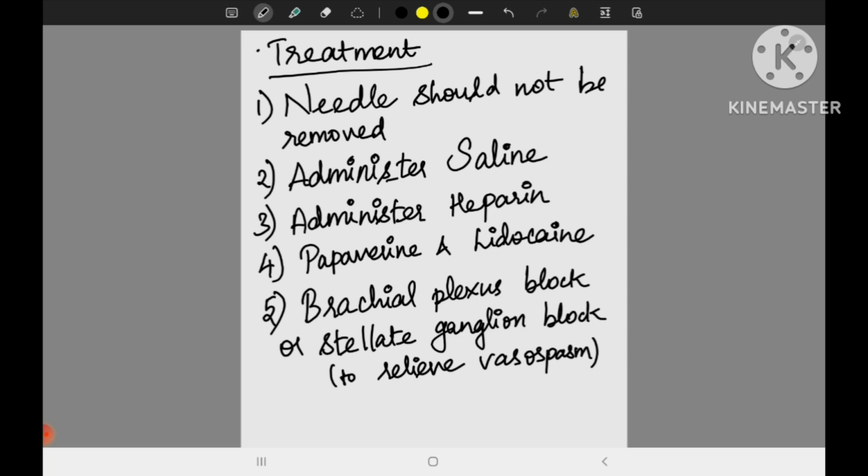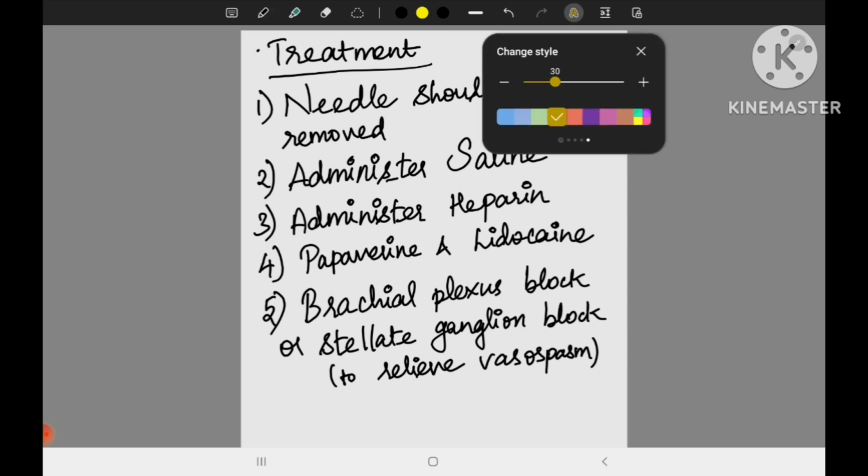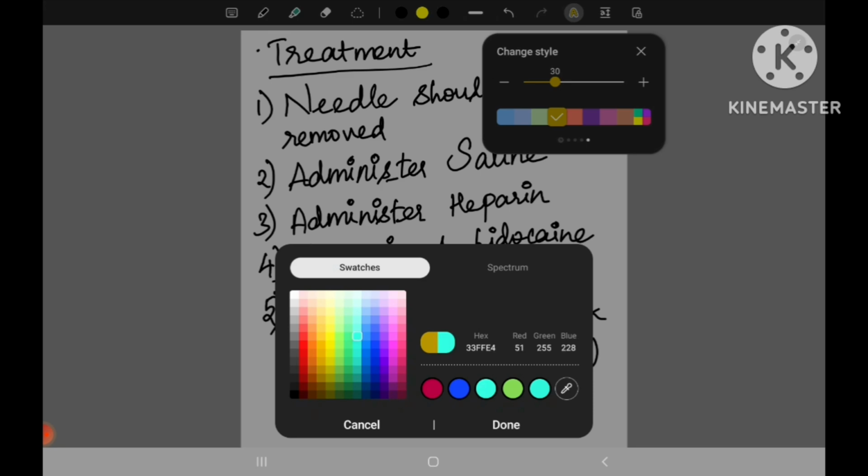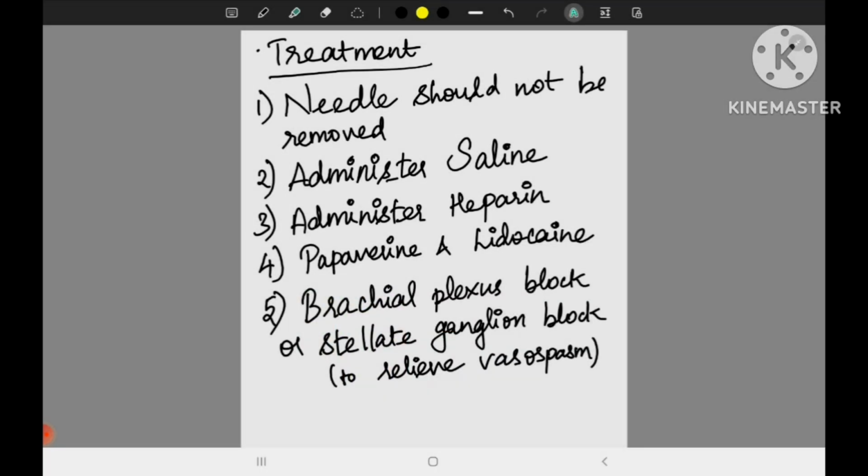See, when a patient suddenly comes with necrosis, what would we do? Probably it will not occur in an emergency center. It will probably occur in the OT, operation theatre, right? Because only there they give the induction agent. So see, what we have to do is the needle should not be removed. Remember that. And next is administer saline.